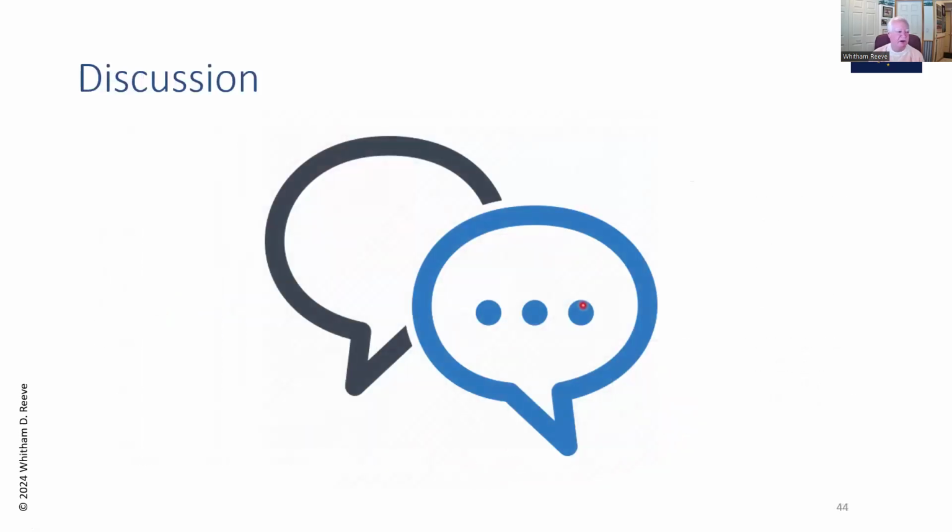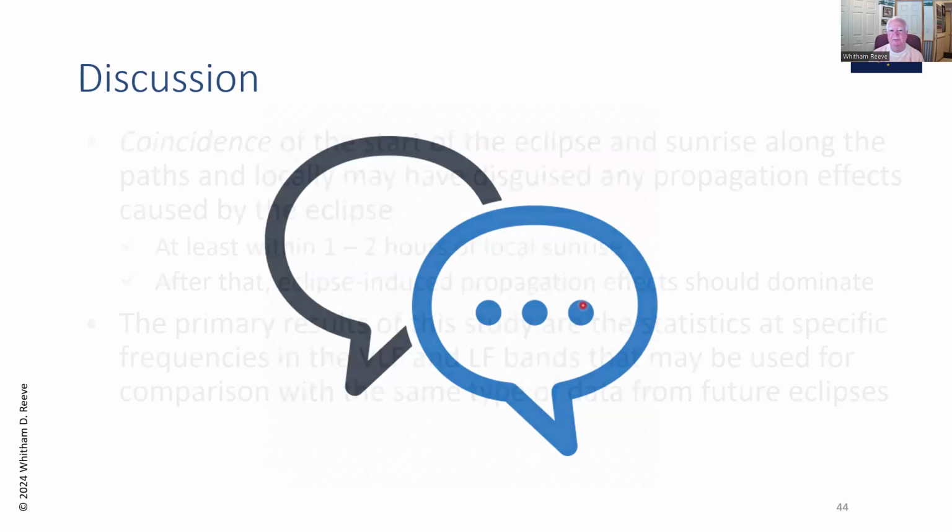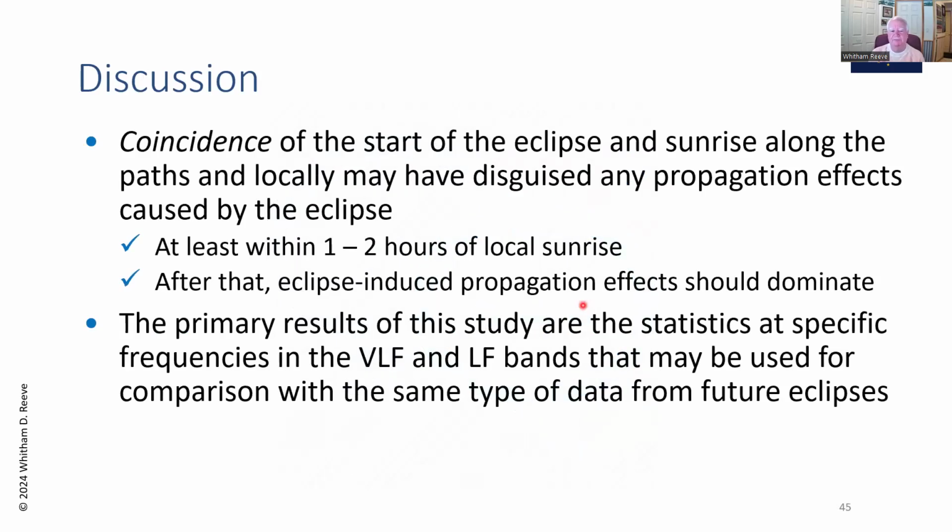So let's have some discussion about this. It turns out that because I didn't have anything definitive, there's not a whole lot of discussion. But I do realize that the coincidence of the start of the eclipse and sunrise could have disguised some propagation effects that were caused by the eclipse itself. So the timing may not have been the best for that eclipse in terms of sunrise, but I hope to prove that one way or the other with future eclipses.